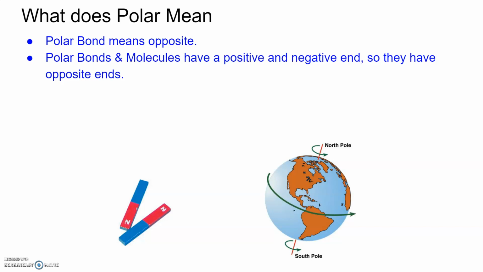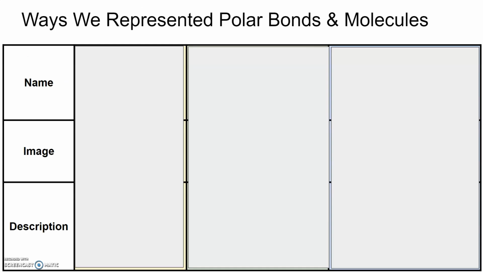In the case of molecules and bonds, when we say polar, they have a positive and negative end. Since positive and negative are opposites, if a molecule has a positive end and a negative end, it has opposite ends. So that's what makes a bond or a molecule polar: it just has a positive and negative end. Now, how do we represent that exactly? There are three main ways that we show if a molecule or bond is polar.